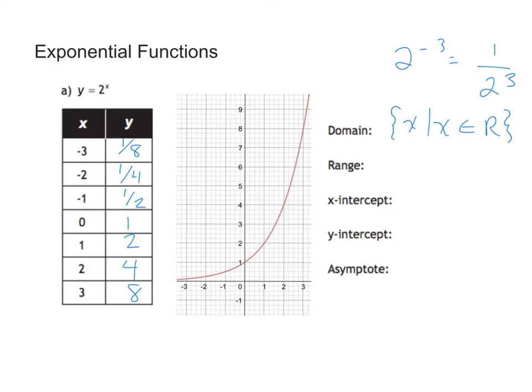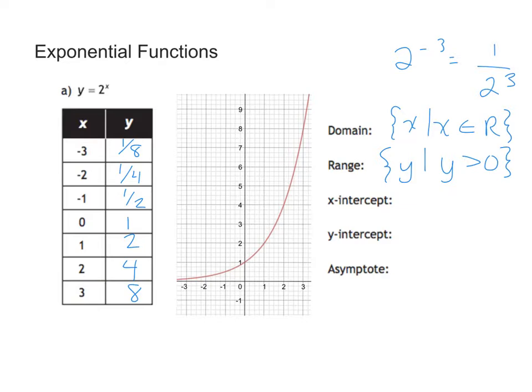What would the range be? Is it all real numbers? No, it doesn't keep going up and down forever, right? It does keep going up forever, but it doesn't keep going down forever. It only goes down as far as 0, or actually not quite 0, right? It's going to approach that, so it's going to be y is greater than 0, not greater than or equal to, but just greater than 0.